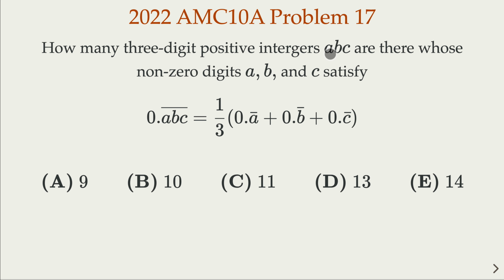Here we have three-digit numbers ABC, non-zero. And we have this equality with repeating decimal. Here ABC with the bar means it repeats ABC, ABC forever. Now, the same thing is true here, just A repeating forever, then B and C. So we have this equality. We try to find how many such three-digit numbers there are.